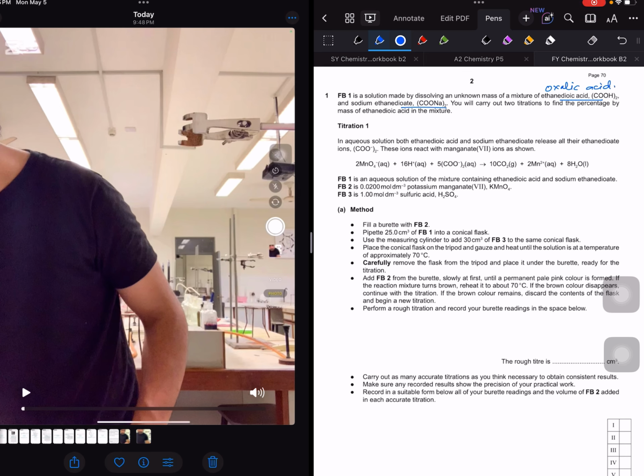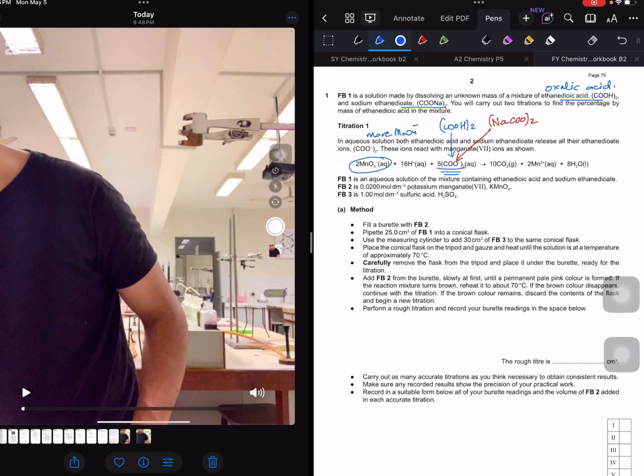So you have to understand that manganate is reacting with ethane dioate ions, which are coming from two sources. The acid, or I can write it the way the examiner has written it, the acid (COOH)2, and also it is coming from the salt, which is (NaCOO)2. So more manganate will be required because it is going to neutralize the ions from both sources.